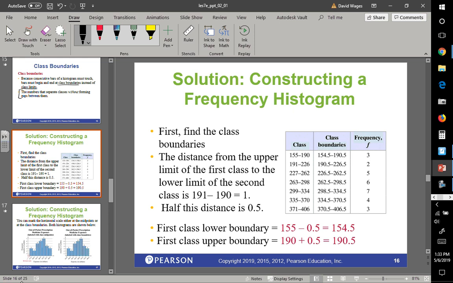They have another example here. They did the same thing. We have some classes. From one class, the upper limit to the lower limit of the next class is a distance of 1. So half of that is 0.5. So they take 0.5 away from the bottom end and add 0.5 to the upper end. And they do that for each one.